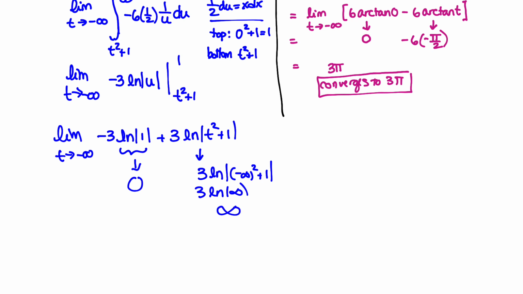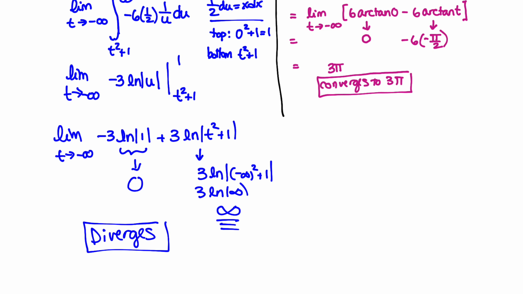So what happens with this? Who wants to help me? Kyle. It diverges. We say that this integral diverges because the limit was not a finite value. It did not converge to a finite value. It diverged. What does that mean?